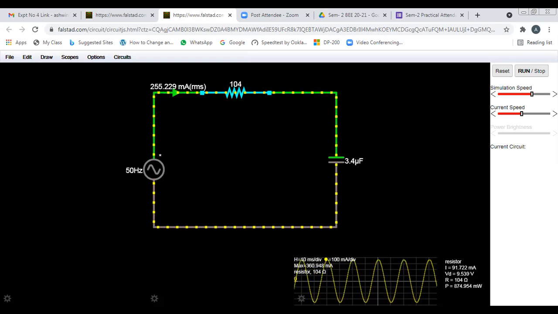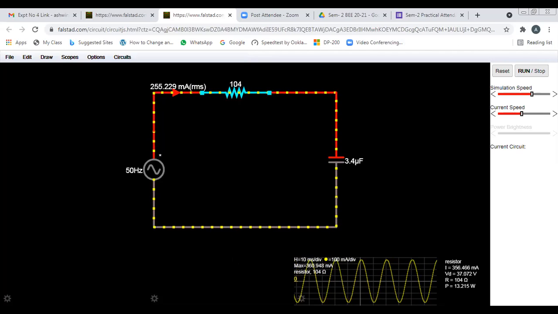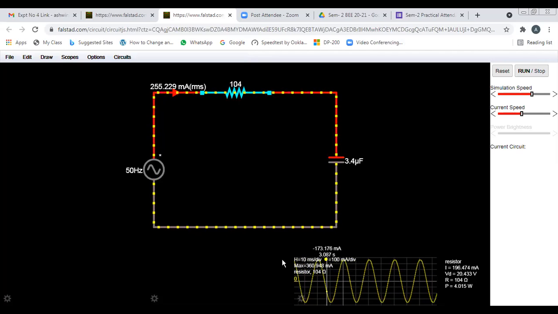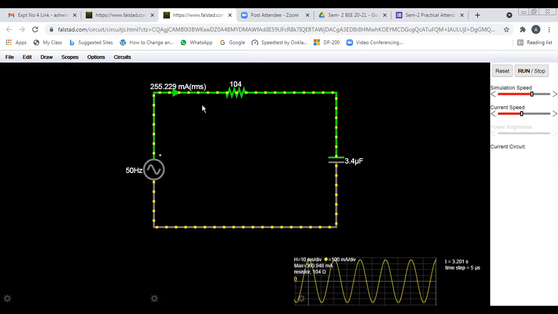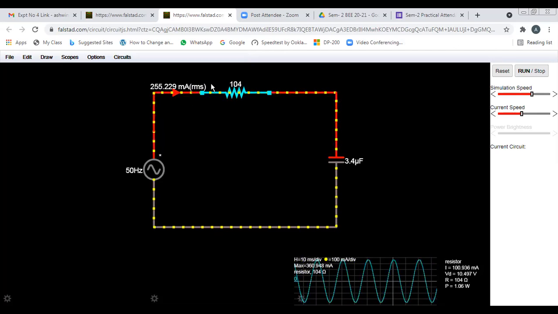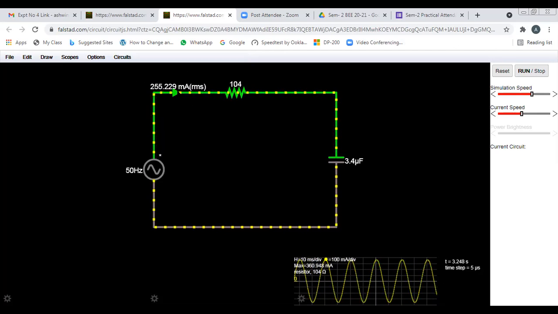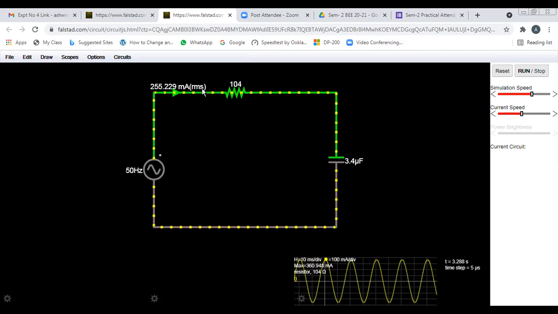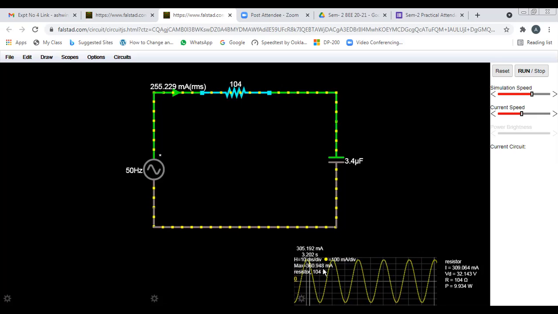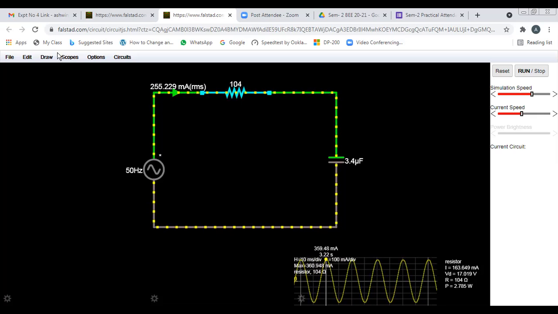360.948 milliampere. Correct, 360.948 milliampere. This is the peak value. You divide it by √2, you will get what the milliammeter is displaying in the circuit. Here we have connected an ammeter. So it is displaying the value 255.229 milliampere RMS value. Okay, so this peak value 360 point something divided by √2, you will get 255 point something milliampere RMS value. This is about the current.